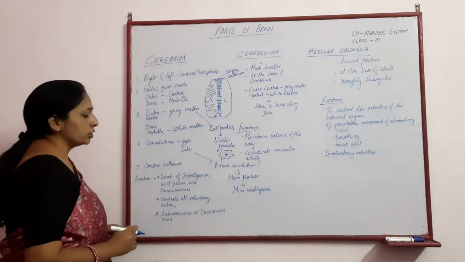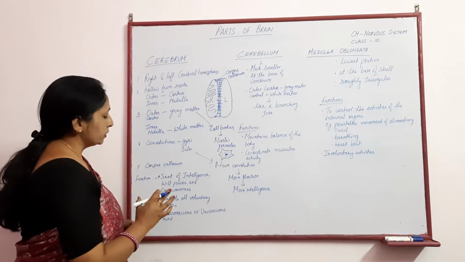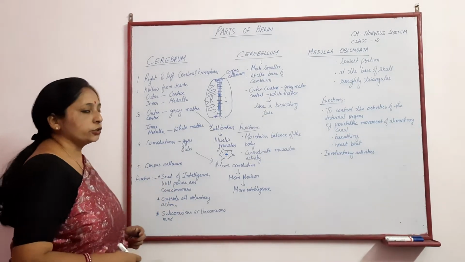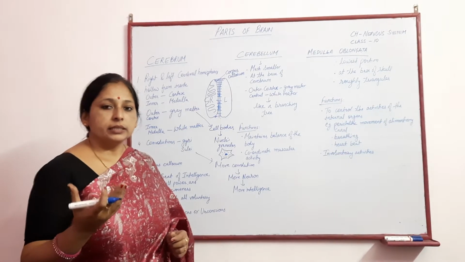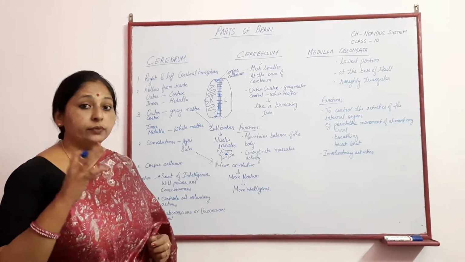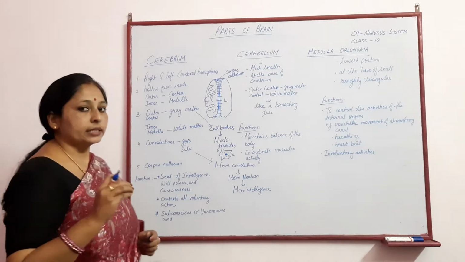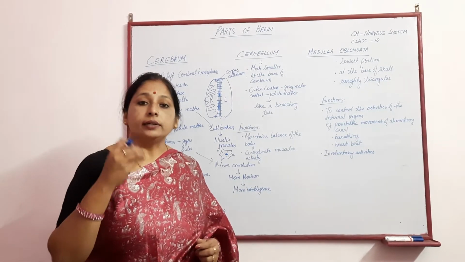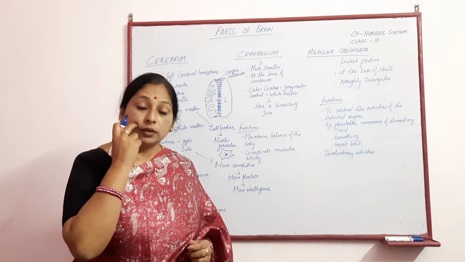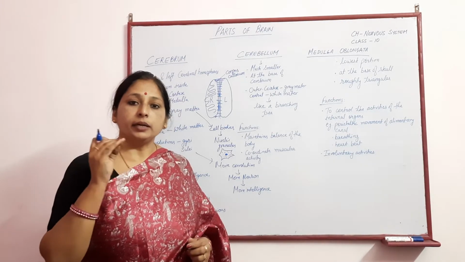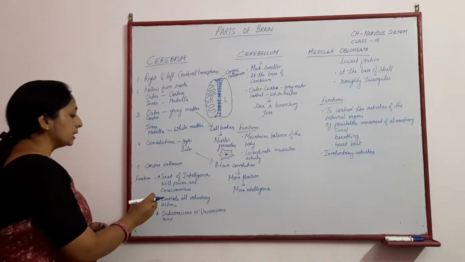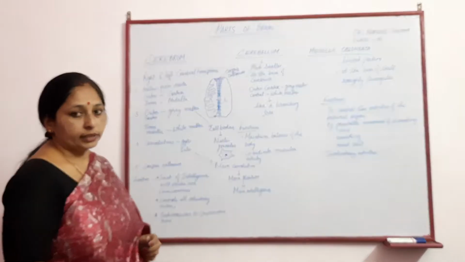Next is the function of the cerebrum. The cerebrum is the seat of intelligence. Seat of intelligence means intelligence is related with the cerebrum. Willpower, consciousness, all these things are related with the cerebrum. Intelligence, willpower and consciousness. Next, it controls all the voluntary actions.